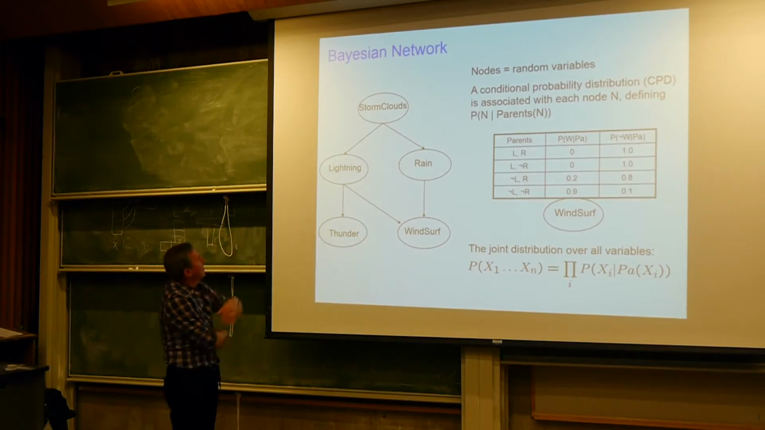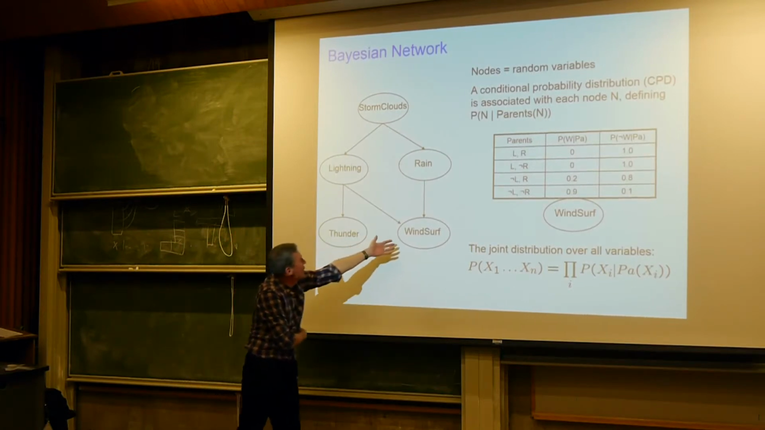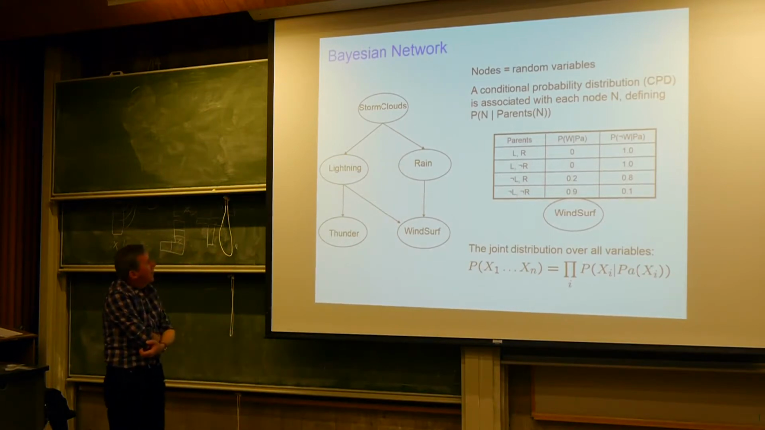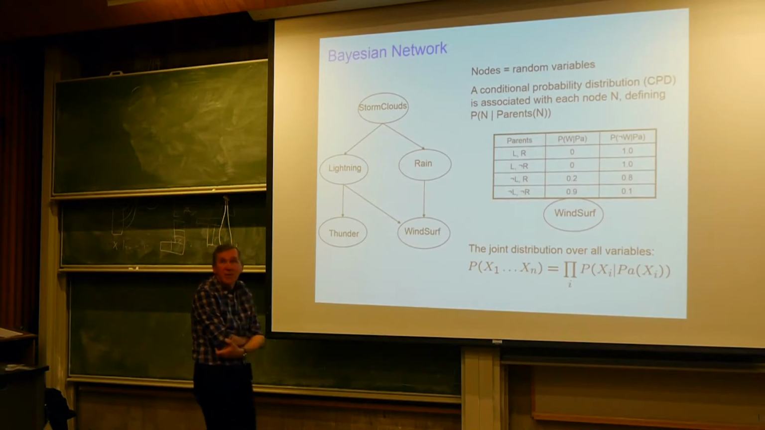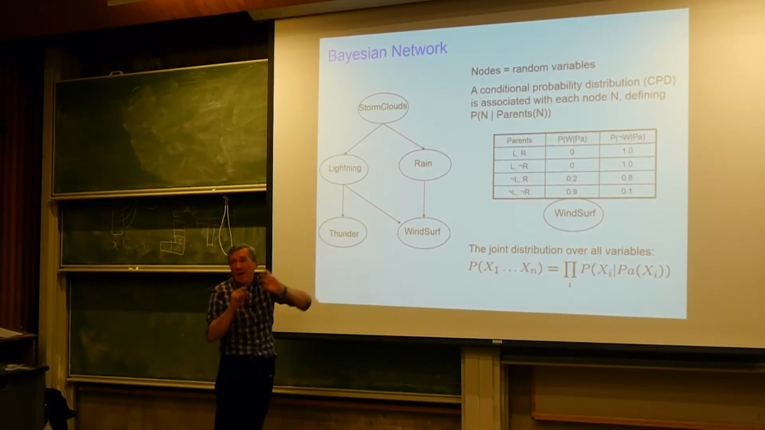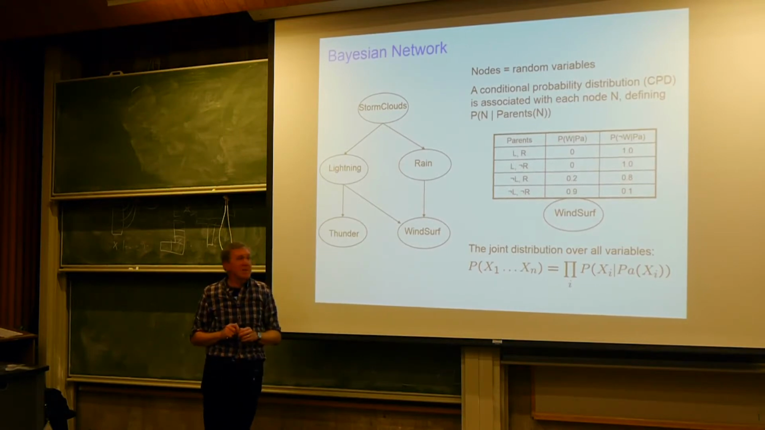But yes or no, there could be storm clouds. Yes or no, I could be windsurfing. Yes or no, it could be raining. And so here are 5 random variables that I might use to represent a data set where each example had a value for each of these 5 variables.